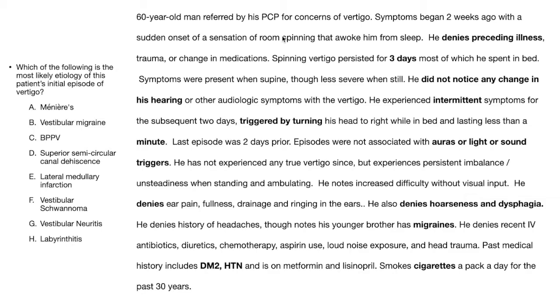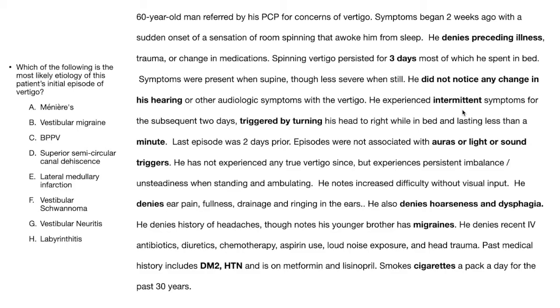He experienced intermittent vertigo symptoms for the subsequent 2 days, triggered by turning his head to the right while in bed, and lasting less than a minute. Last episode was 2 days prior. Episodes were not associated with auras, light, or sound triggers. He has not experienced any true vertigo since, but experiences persistent imbalance and unsteadiness when standing and ambulating. He notes increased difficulty without visual input.